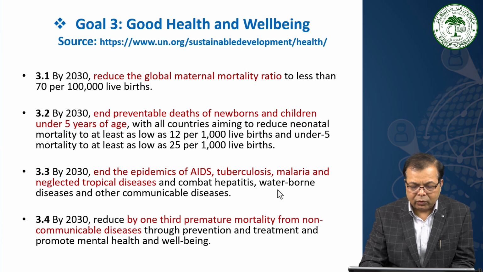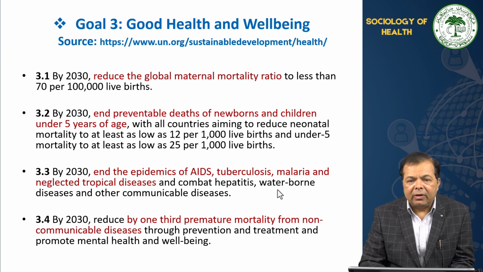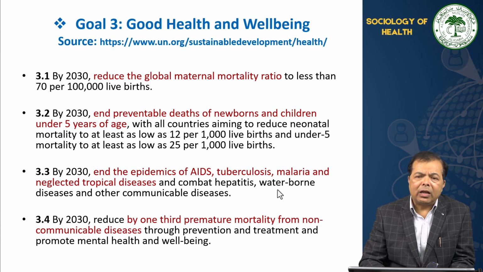Then the next goal is by 2030, end preventable deaths of newborns and children under 5 years of age, with all countries aiming to reduce neonatal mortality to at least as low as 12 per 1000 live births, and under-5 mortality to at least as low as 25 per 1000 live births. So these are the specific goals related to the prevalence of infant mortality that we basically need to reduce. We need to reduce the neonatal mortality as well as the infant mortality and the under-5 mortality.